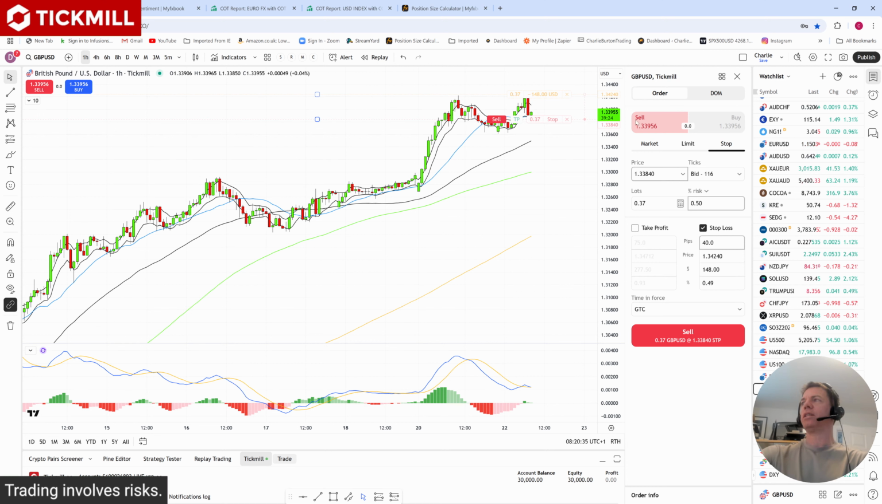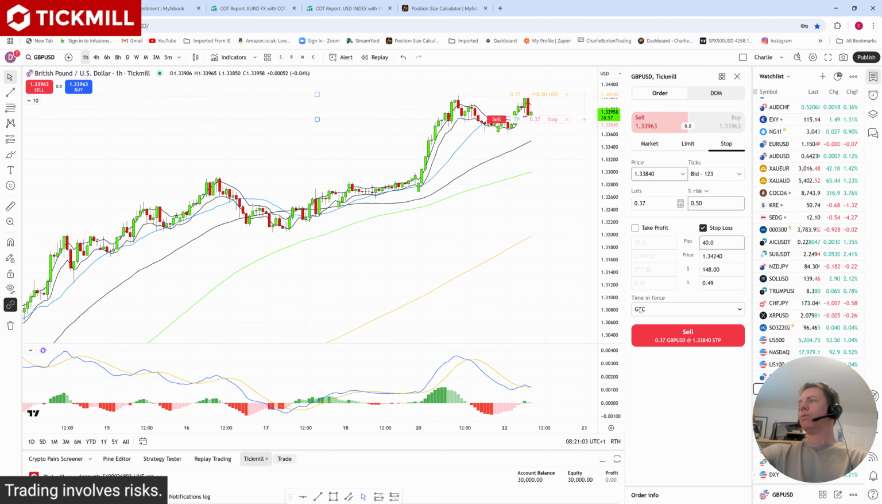The nice thing is when you're trading directly through TradingView here, it works out your risk for you. Once I pop in, okay, I only want to risk 0.5% of the account balance on this, then it works out the lot size for you. So I've got the stop loss of 40 pips. I'm going to be shorting at 133.84 if it comes down.